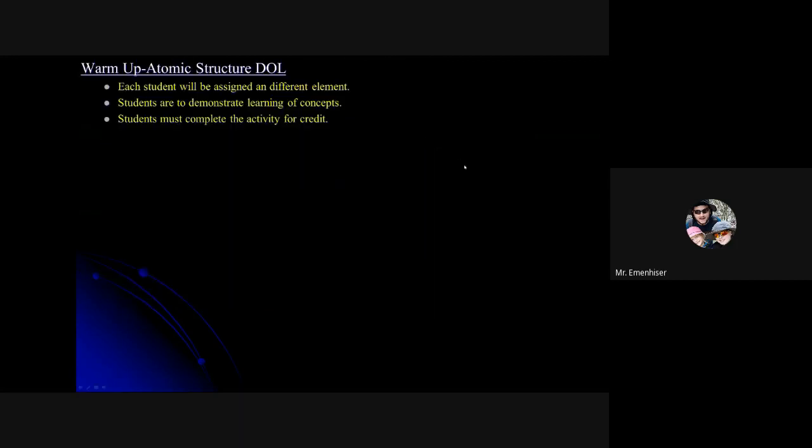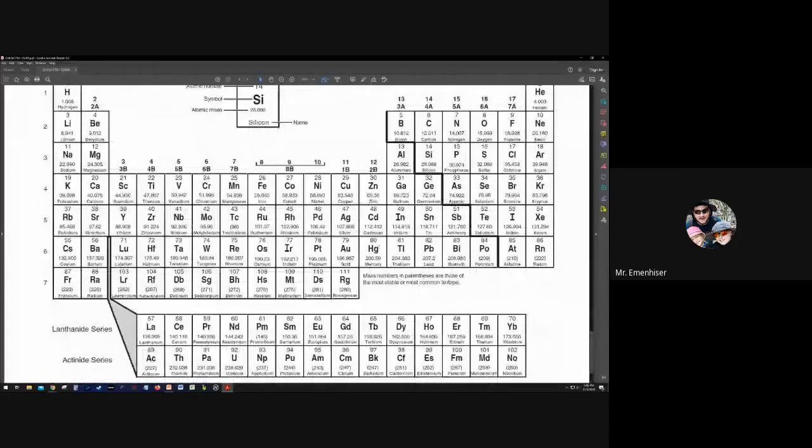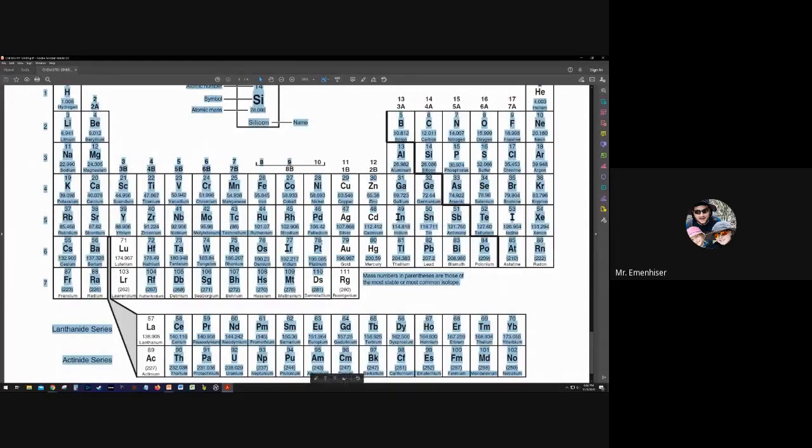Okay, so let's start with the warm-up. I'm going to pick a random atom. Let me look on the periodic table here and see who I want to be. I'm going to pretend like I'm an atom or an element. So let's see. One of my favorite elements is platinum. So where is platinum? Here it is. Platinum is element 78, platinum, Pt. So I'm going to be platinum.